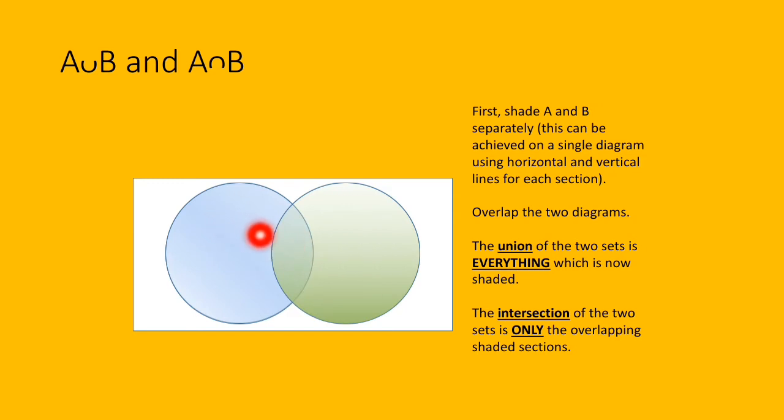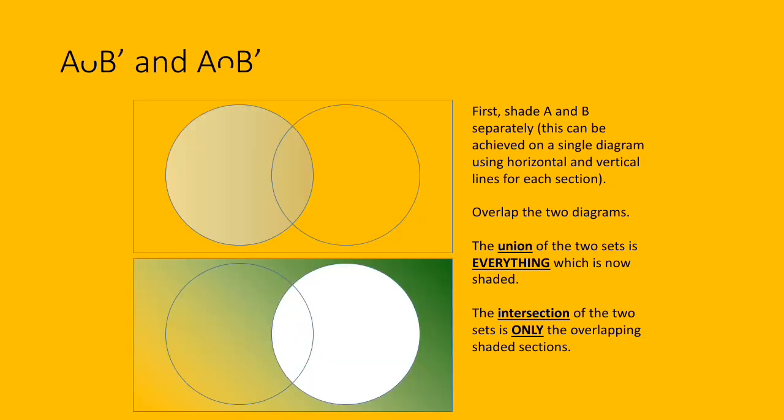Now what is union and what is intersection? Union of the two sets A and B is everything which is now shaded. This whole area is the representation of A union B, while intersection of the two sets is only the overlapping shaded region. This is the region where both colors are present. So this one is A intersection B, while this whole area is A union B.